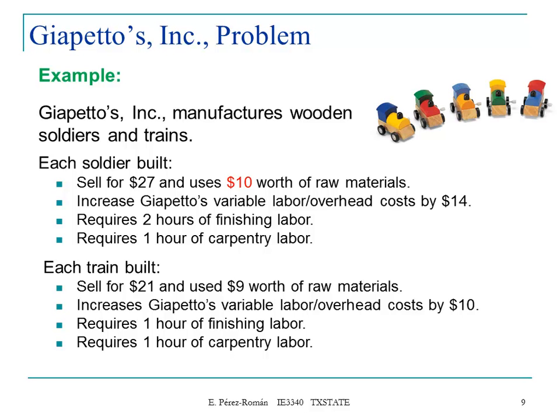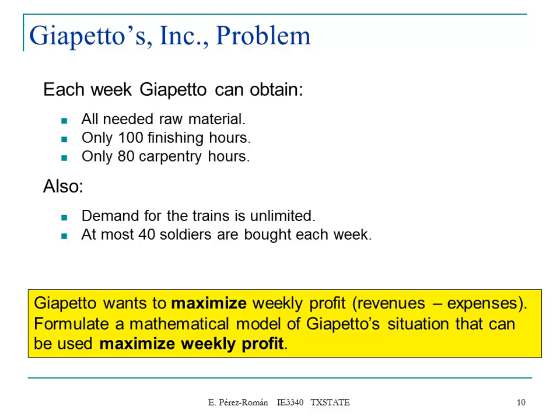So you're familiar with this problem, and we formulated the problem. We also have the extra resources here just for review purposes. We have all the raw material we need, 100 finishing hours, and 80 carpentry hours. The demand for the trains is unlimited, and at most 40 soldiers are bought each week. So we know what the housing plan is for the soldiers. And our objective is to maximize the weekly profit, which is the difference between revenues and expenses. So we're going to formulate the problem, and we're going to put it into Excel.